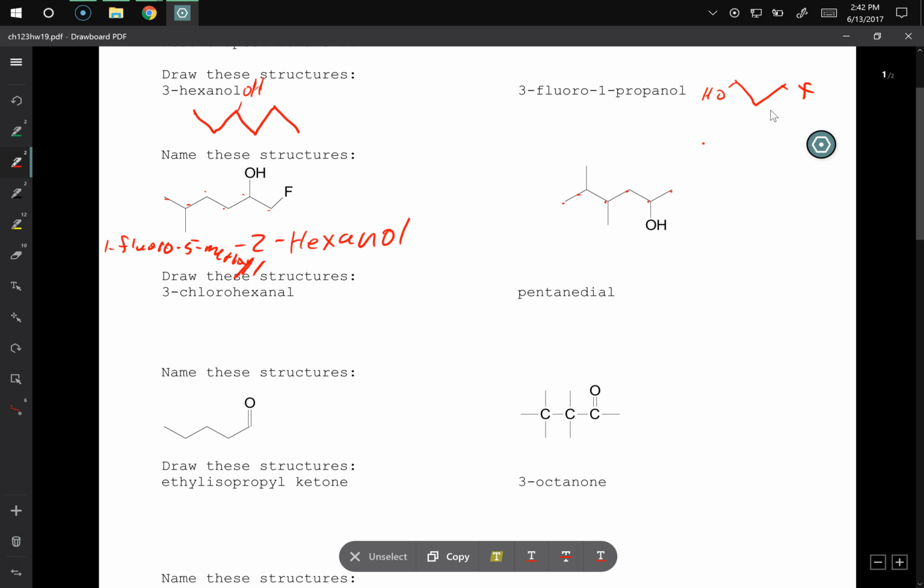All right, so I'm going to go with another 2-hexanol, and on this one I've got 1, 2, 3, 4. So 4, 5-dimethyl. Okay with that?